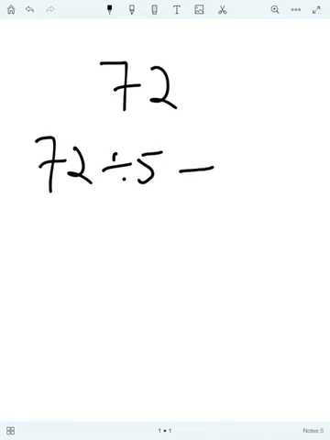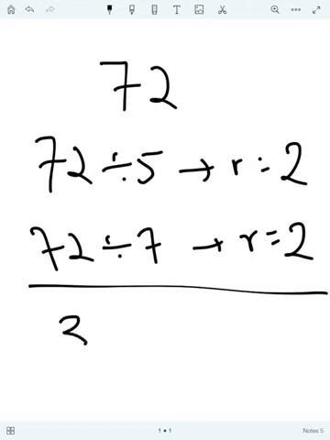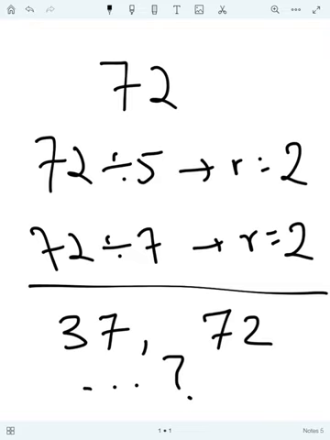If I take the number 72, again if we divide 72 by 5, remainder is 2. 72 by 7, remainder is 2. So one of the solutions was 37. Now I have got 72. That means more than one solution is possible.